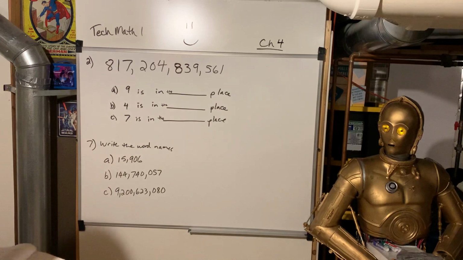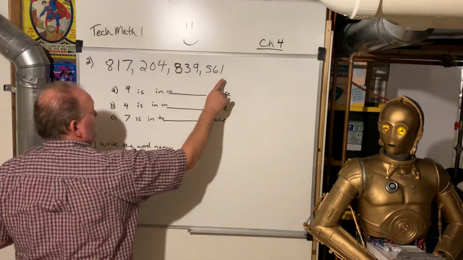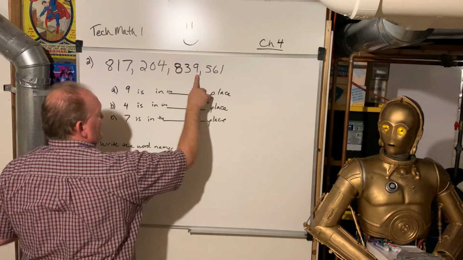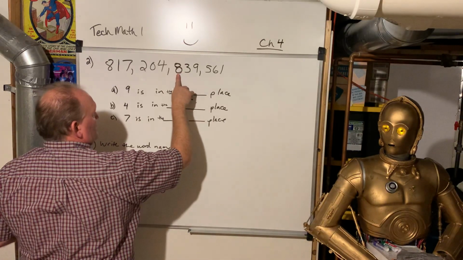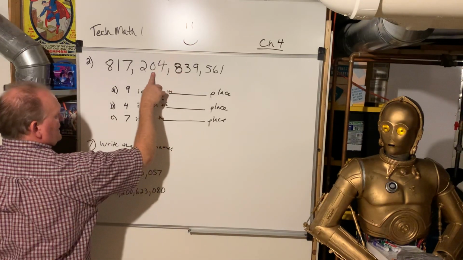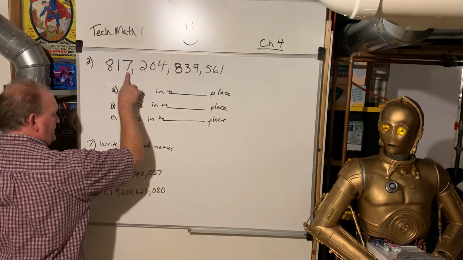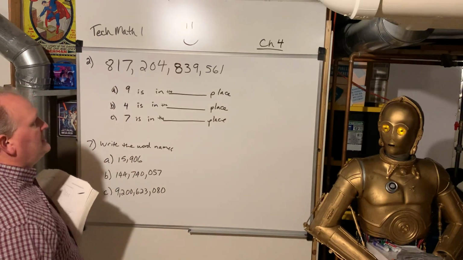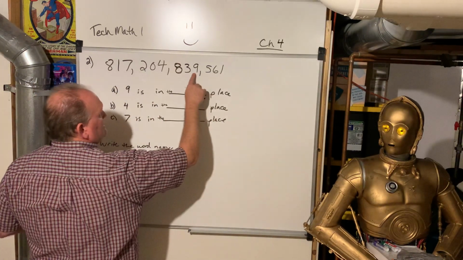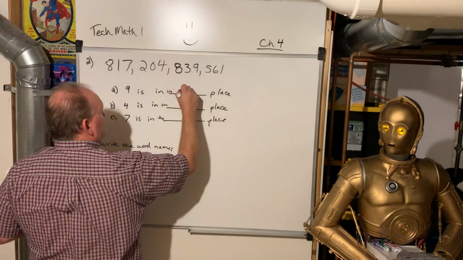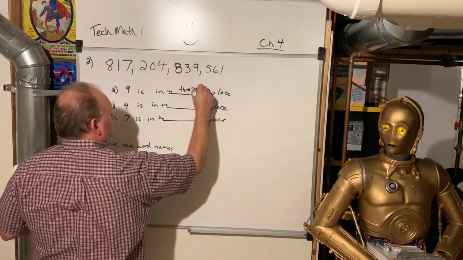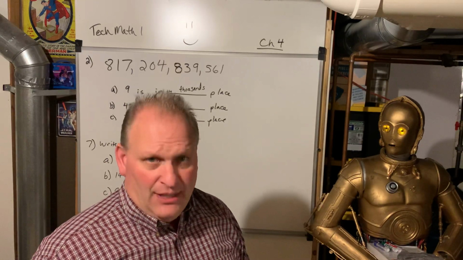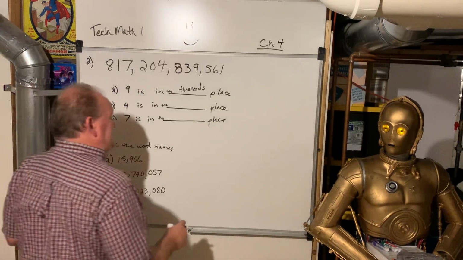So places. We've got, this is a really large number. Ones place, tens place, hundreds place, thousands, 10,000s, 100,000s, millions, 10 millions, 100 millions, billions, 10 billions, 100 billions. So when they say, well, where is the 9? The 9 is in the thousands place. And now be careful, don't add the THS at the end, thousandths. That's when you're in decimals. We're working whole numbers here, so it's thousands place.